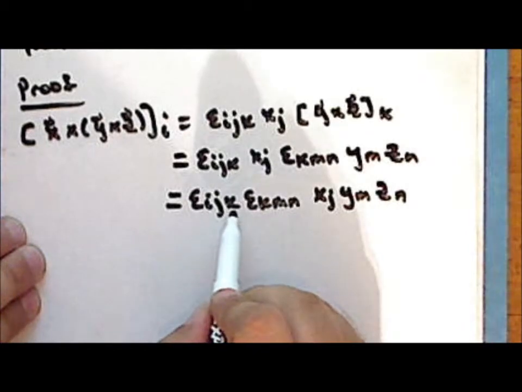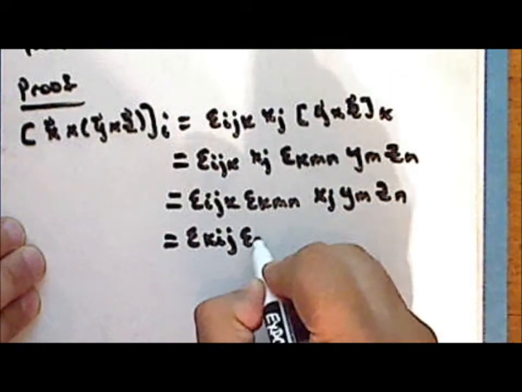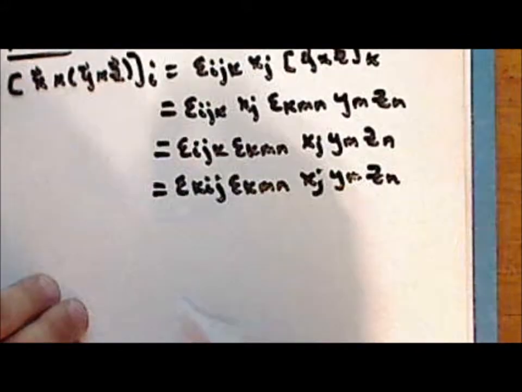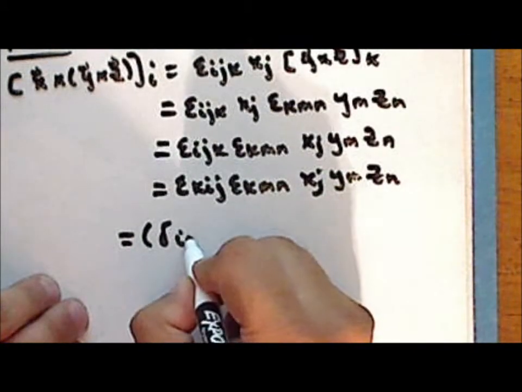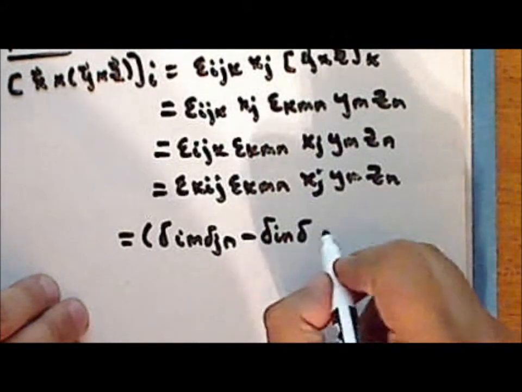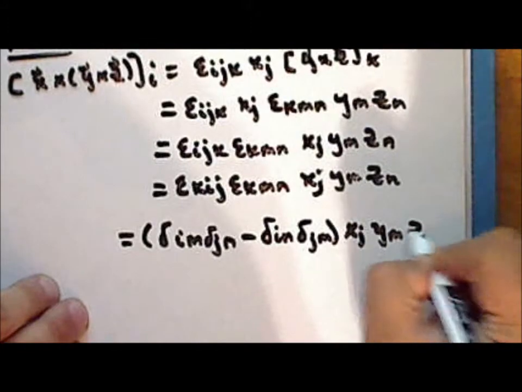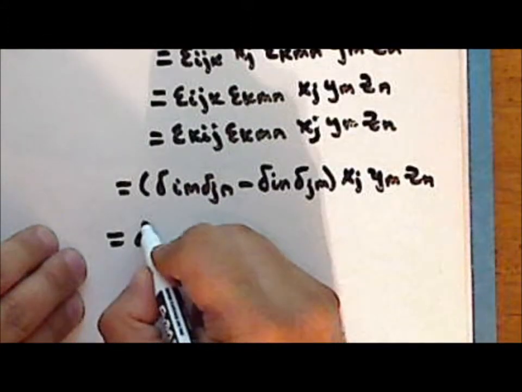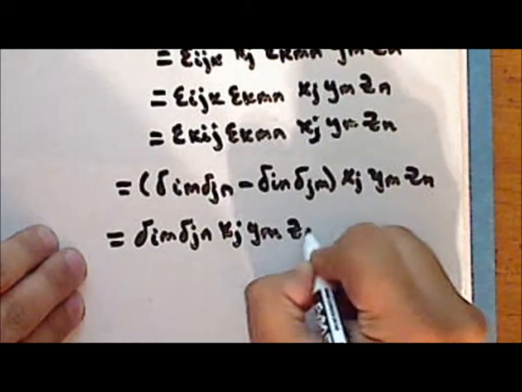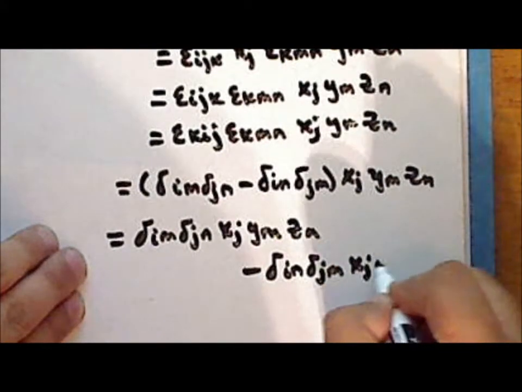Now the permutation kij is the same as the permutation ijk, and so we have epsilon sub kij, epsilon sub kmn, x sub j, y sub m, z sub n. And so this is the quantity delta sub im times delta sub jn minus delta sub in times delta sub jm, times x sub j, y sub m, z sub n. And so we have delta sub im times delta sub jn, x sub j, y sub m, z sub n, minus delta sub in times delta sub jm, x sub j, y sub m, z sub n.